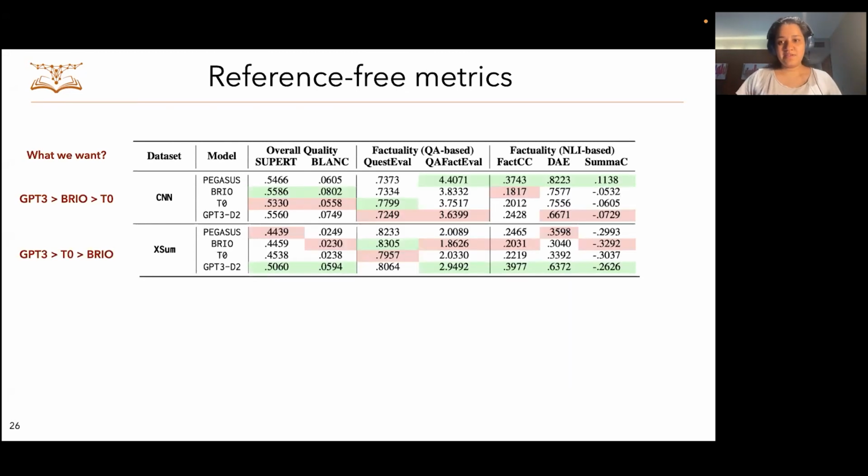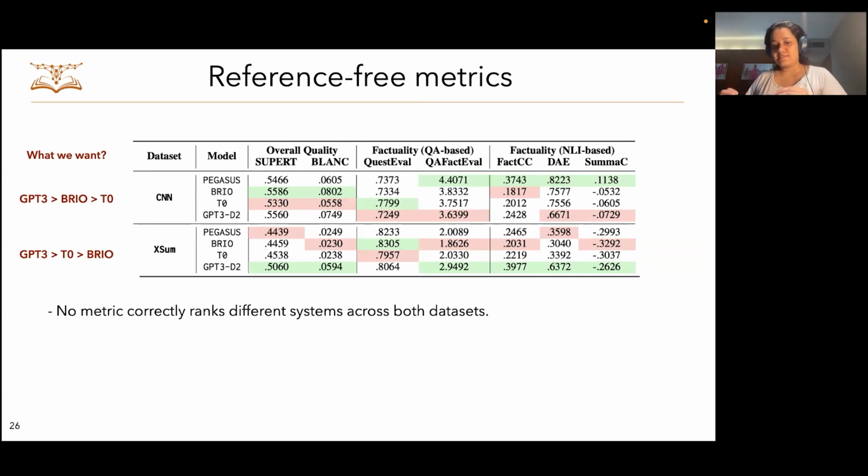Again, what we want remains the same, and what we get is now this. Without really looking at the numbers, what we can see is that there is no metric that correctly ranks the systems across both these datasets. For instance, if you look at the overall quality, the ranking of GPT-3 being better than the other systems is correct for XM, but it's incorrect for CNN. Similarly, the factuality-based metrics seem to do the right thing for GPT-3 on XM, but not on CNN. So if we look at both these datasets together, there is no metric that we can really trust.